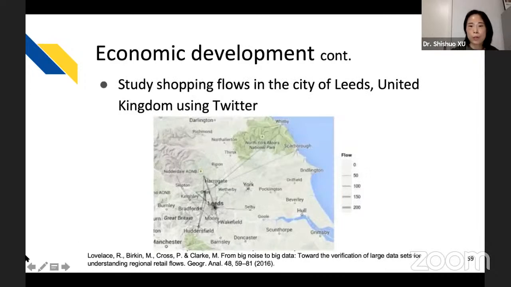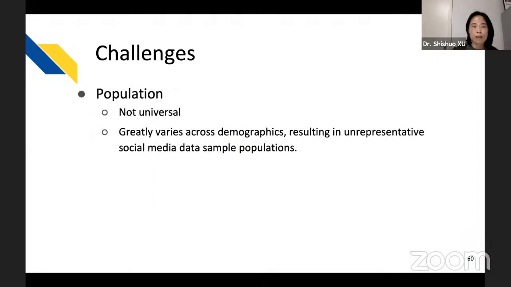The shopping flows can also be analyzed using Twitter. Twitter data has network features, so it can be used to capture the mobility flows. Although many efforts have been made for situational awareness research in smart cities using geosocial media data, there are still many challenges.